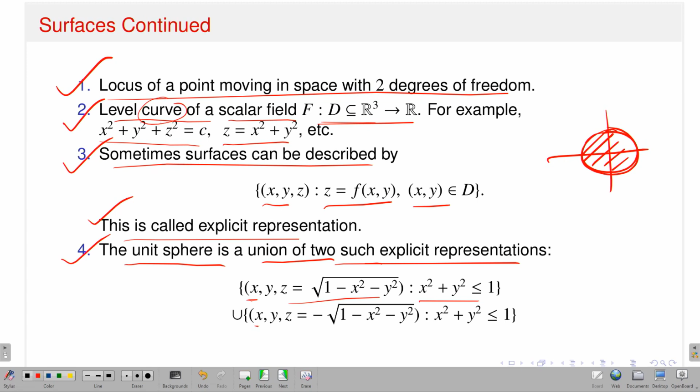This is the union with x comma y, and z is nothing but the minus of this one. So what is the first one? The first one will give you the upper hemisphere, right, and the second one will give the lower hemisphere. Okay, so that is the meaning of the unit sphere being a union of two such. This one gives the upper because here z is positive, and this is the lower hemisphere.